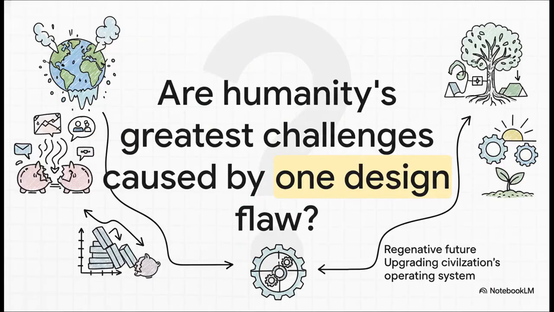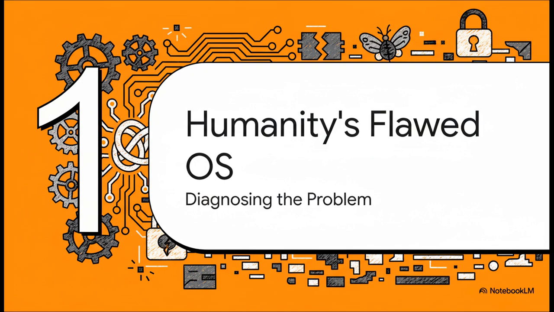I mean, just look around. Wildfires, shaky markets, communities that feel more divided than ever. It feels like we're fighting a dozen different fires at once, right? But what if all of those crises are just smoke, all rising from a single fundamental design flaw in the way our world is built? Okay, so let's try to diagnose the problem.